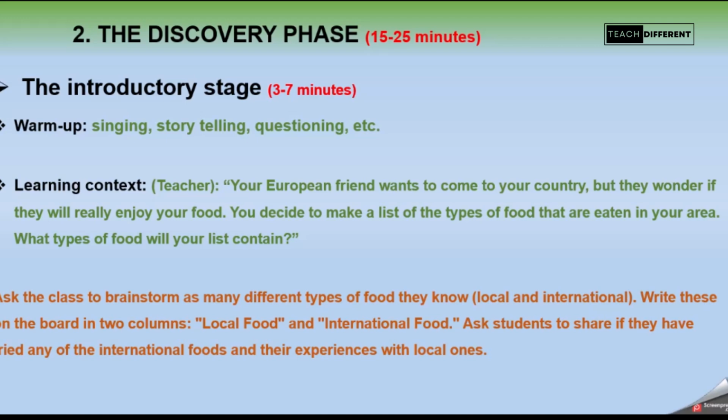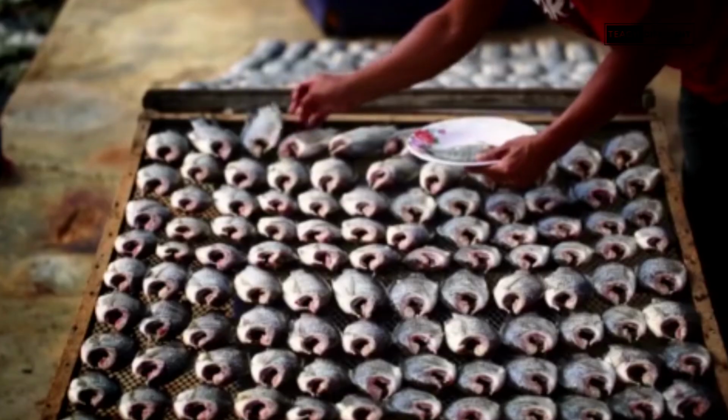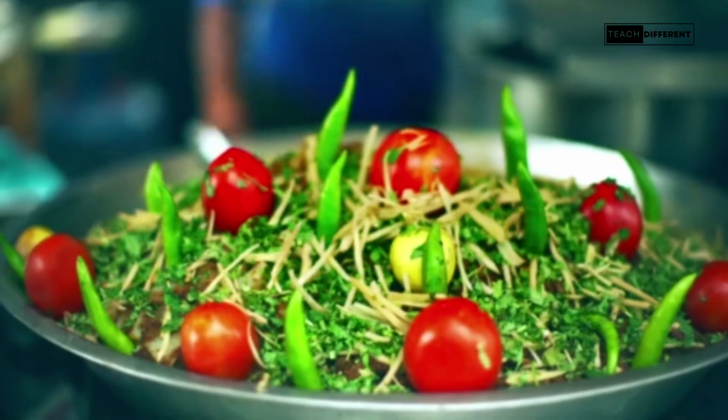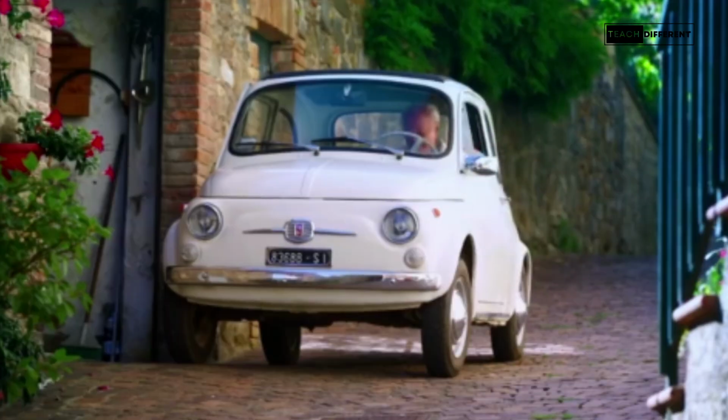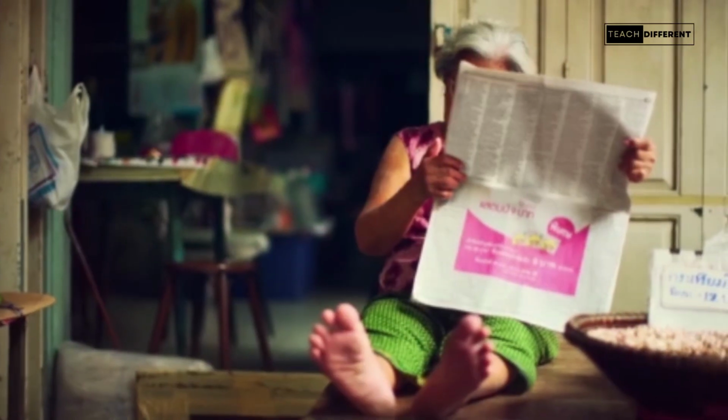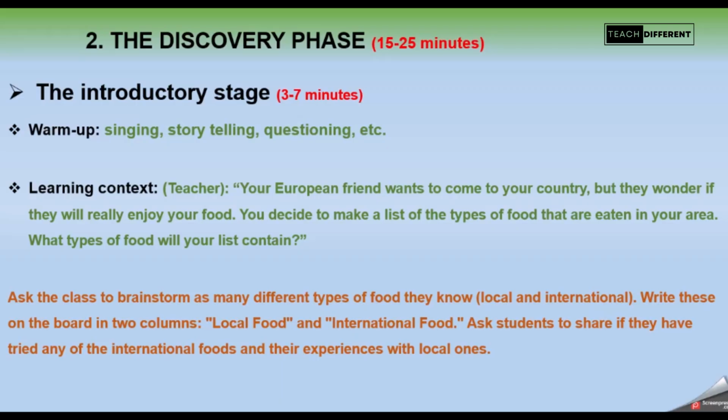You decide to make a list of the types of food that are eaten in your area. What types of food will your list contain? So here you ask the class to brainstorm as many different types of food they know, local and international. Write these on the board in 2 columns. Local food and international food. You may ask additional questions and even help them with some types of food.